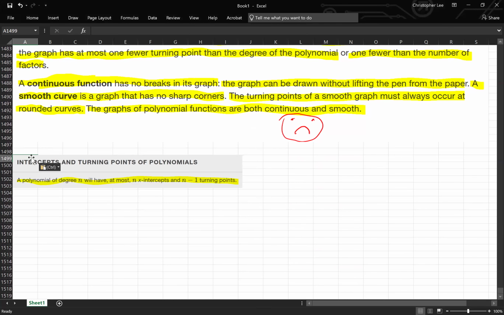All polynomial functions are both continuous and smooth.